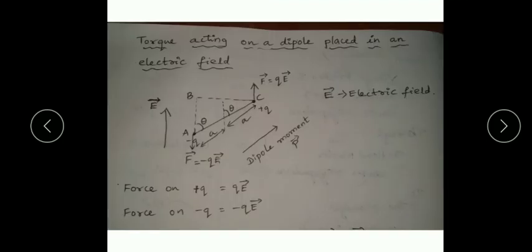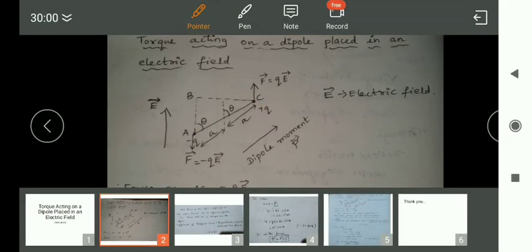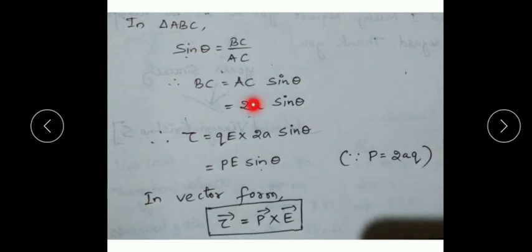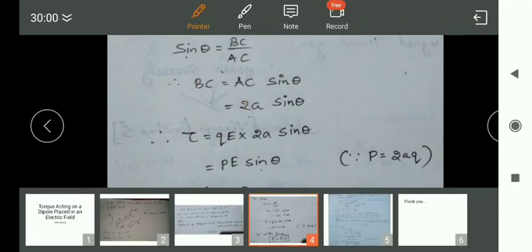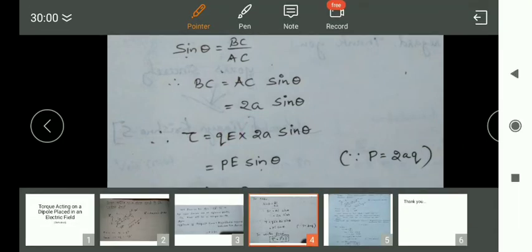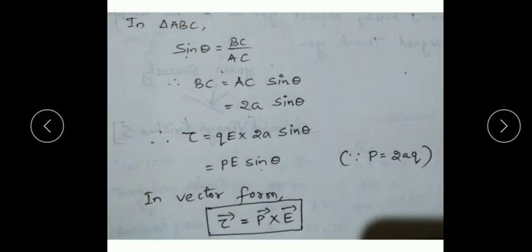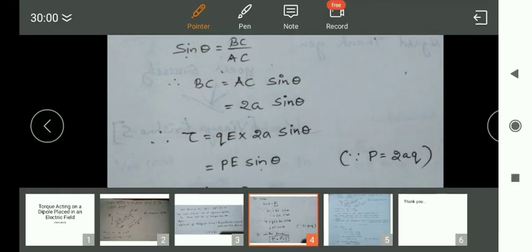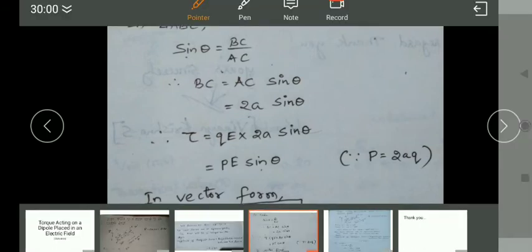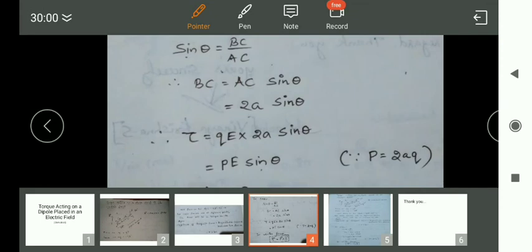So what is AC? AC is the distance between the two charges in the dipole. A plus A, 2A. AC is 2A. So I have here 2A sine theta. Therefore, magnitude of torque, tau, equals the force QE into BC. So BC we got 2A sine theta. So F is QE, magnitude of force, into 2A sine theta. QE 2A sine theta is tau, magnitude of torque.